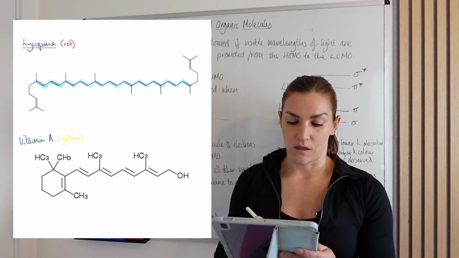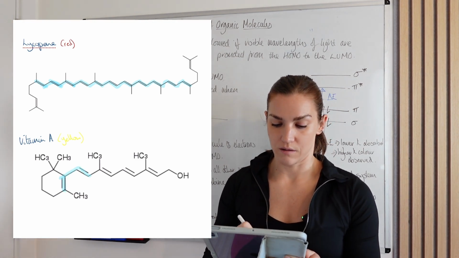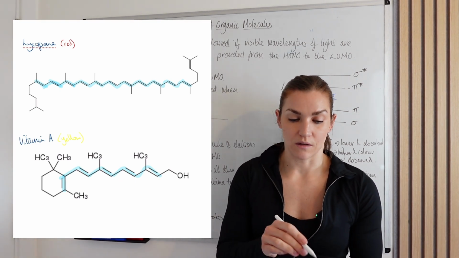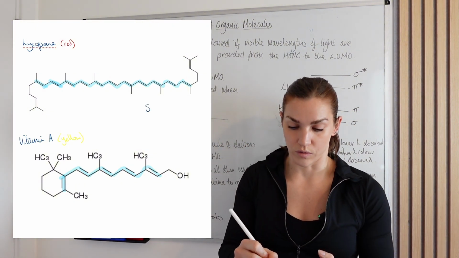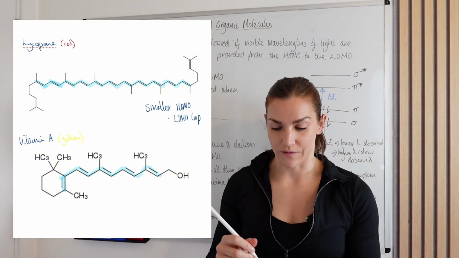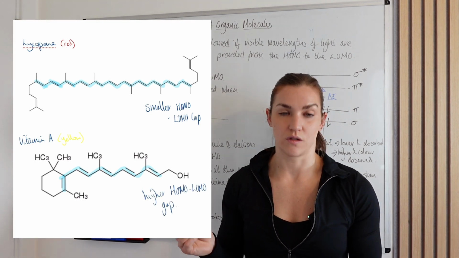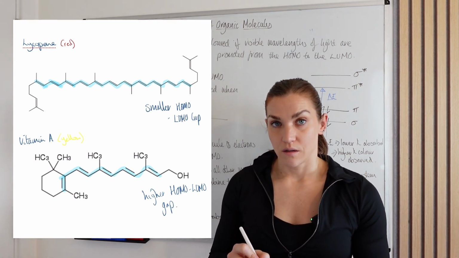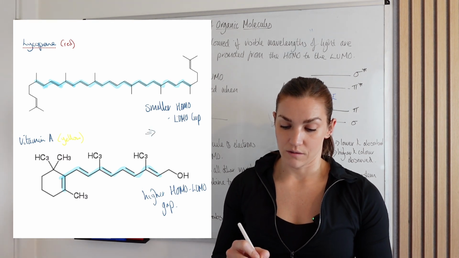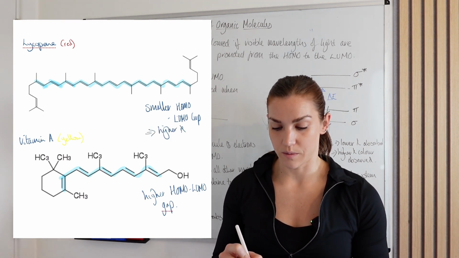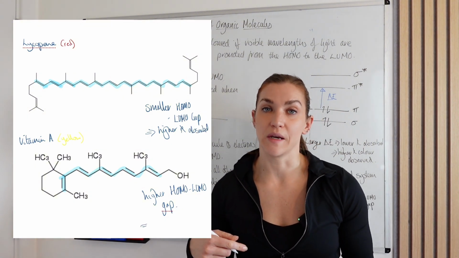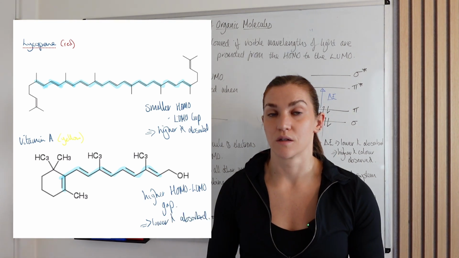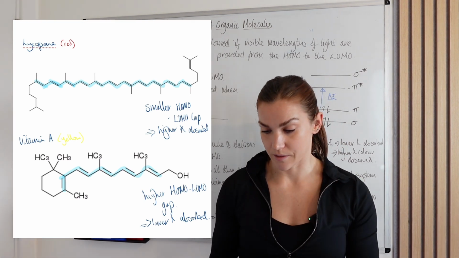And then if we look at the conjugated system in vitamin A, we can see that is quite a bit shorter. Okay, so that means that the lycopene would have a smaller HOMO-LUMO gap, and then therefore the vitamin A would have a higher HOMO-LUMO gap because its conjugated system is shorter. That means then that the lycopene is going to absorb higher wavelengths of light because its HOMO-LUMO gap is smaller. Remember, it's opposite. And then therefore the vitamin A is going to absorb lower wavelengths of light because its conjugated system is shorter, so the HOMO-LUMO gap is higher.